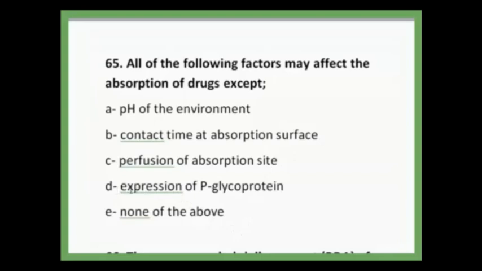Now the D option is expression of P-glycoprotein. Actually, when these glycoproteins are there at a certain place, the drug absorption will not occur so much. So when they are expressed in a large number, then at that tissue the drug absorption will not be so much, and thus the drug absorption is affected. So all these factors will affect the absorption of drugs. So actually the correct option is none of the above.